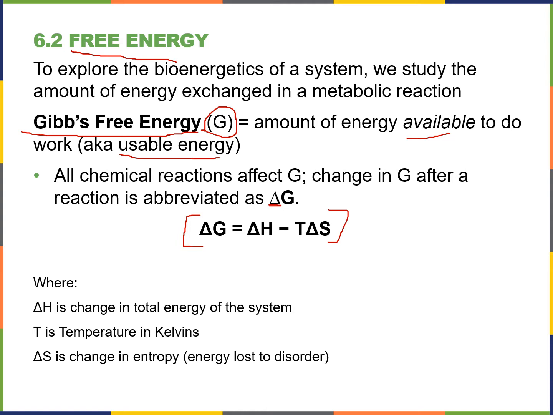denoted by this change in S, or delta S, from the system's total energy change, which is denoted as delta H, or the change in the total energy of the system. And then T is going to be your temperature in the unit of kelvins. So again, this is going to be the formula for calculating the change in G, or the change in Gibbs free energy. And we're going to talk about what this means and why this is relatively important on the upcoming slides.